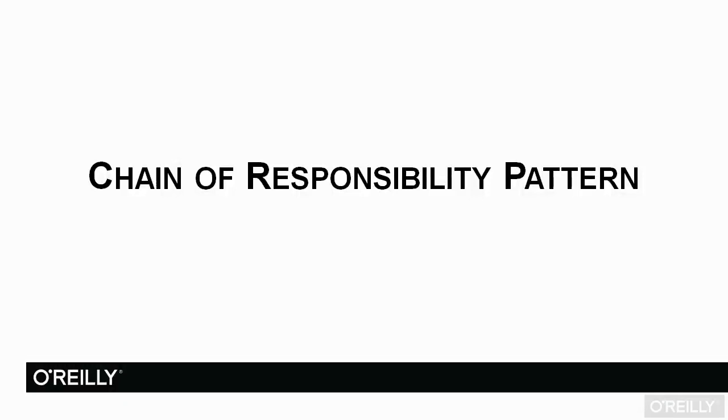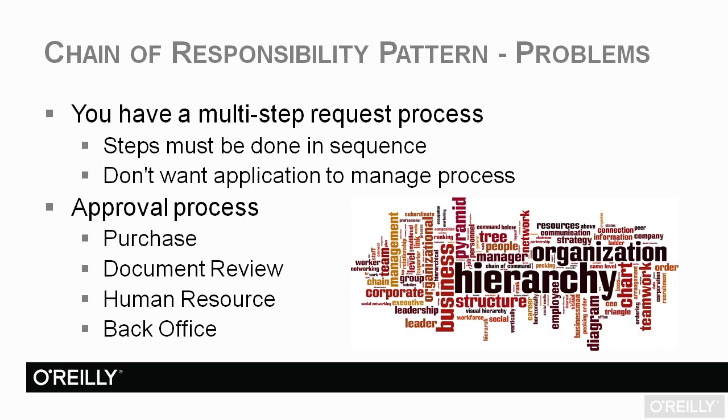The chain of responsibility pattern solves a somewhat specific problem, but a really commonly occurring problem. You have a multi step request process, and you need these steps to be done in sequence, and you don't want the application to manage the process because the steps actually have, or could have, some approval to them. So each one of the steps may pass on to another step some information, or the steps might short circuit it and return and say, okay, we're all good, or it's all bad.